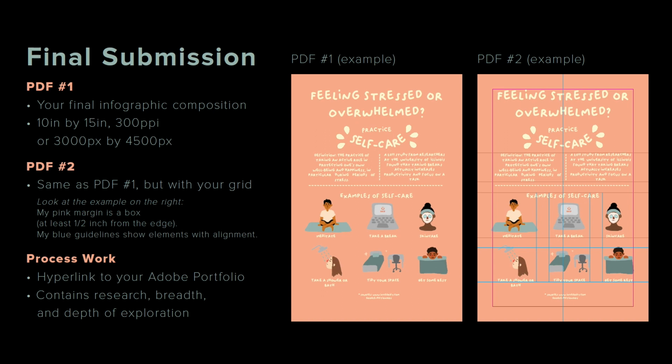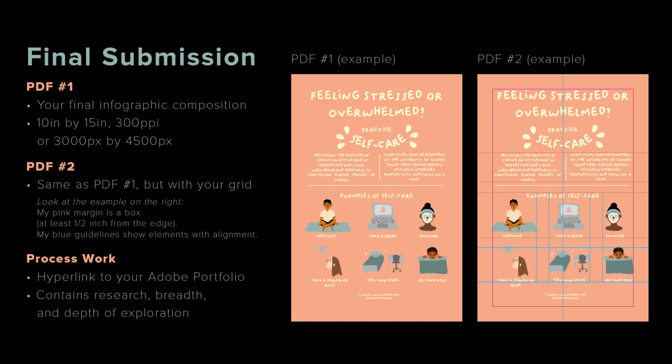PDF number 2 is exactly the same as PDF number 1, but it also contains the grid lines that give your composition alignment. The margin is defined as a pink box. The margin is negative space that must not have any text in it. I recommend that you have at least ½ inch. My blue guides here show elements with alignment. All these lines are what we call your grid.